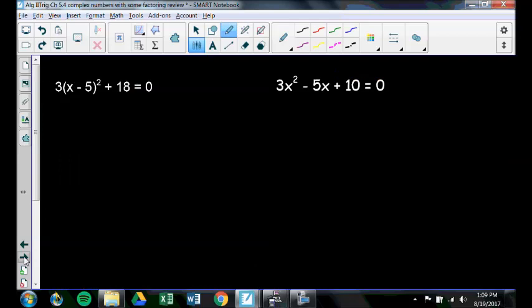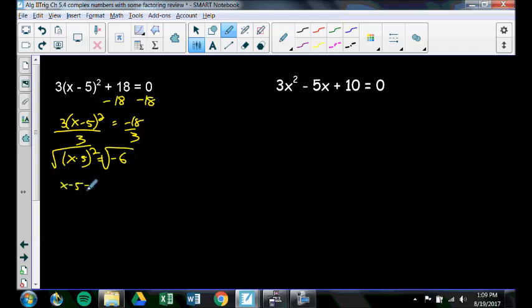So in the past, we've taken a problem like this and tried to solve it. And we had 3 times (x minus 5) squared equals -18, and we divide everything by 3, and (x minus 5) squared equals -6, and then we try and square root, and we say, shoot, we can't square root a negative number.